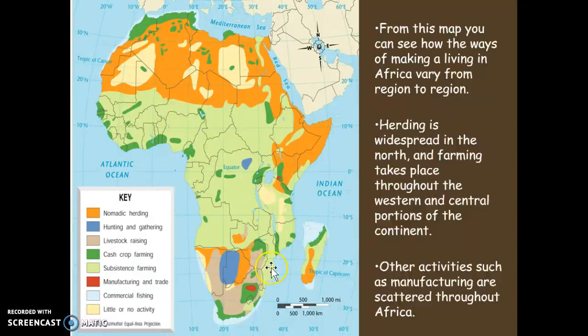So what this tells you is that the countries of Sub-Saharan Africa are developing countries. Most of their people are engaged in agriculture. Very few of their people are engaged in manufacturing and trade. Herding is widespread in the north. Farming takes place throughout the western and central portions of the continent. Other activities such as manufacturing are scattered throughout Africa.